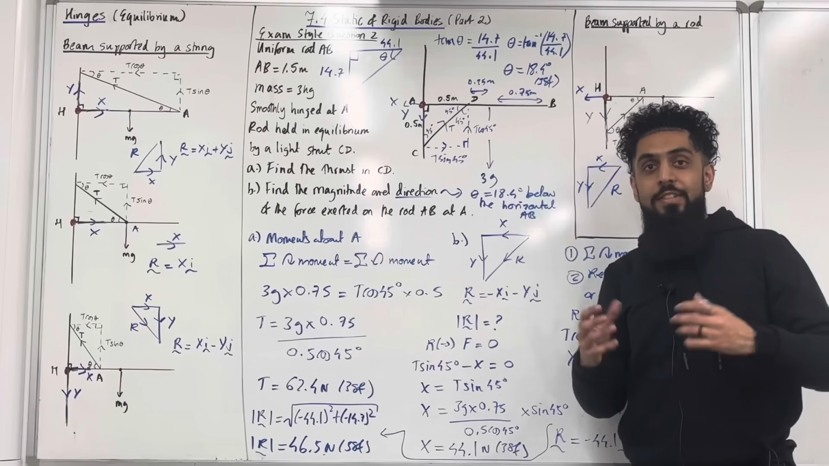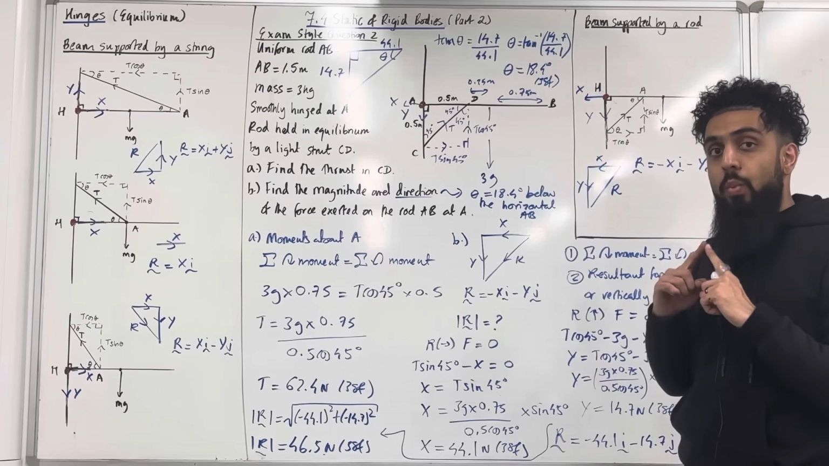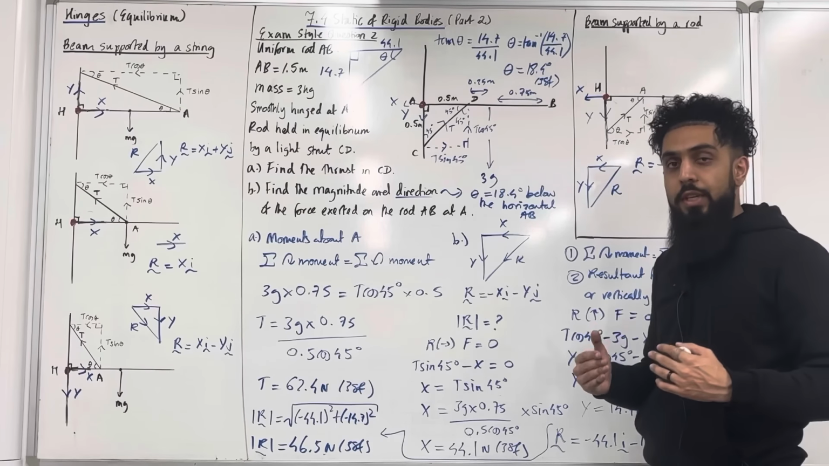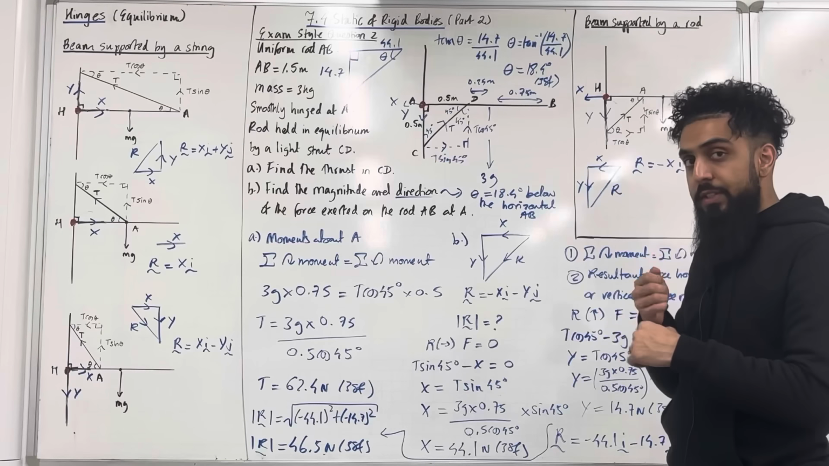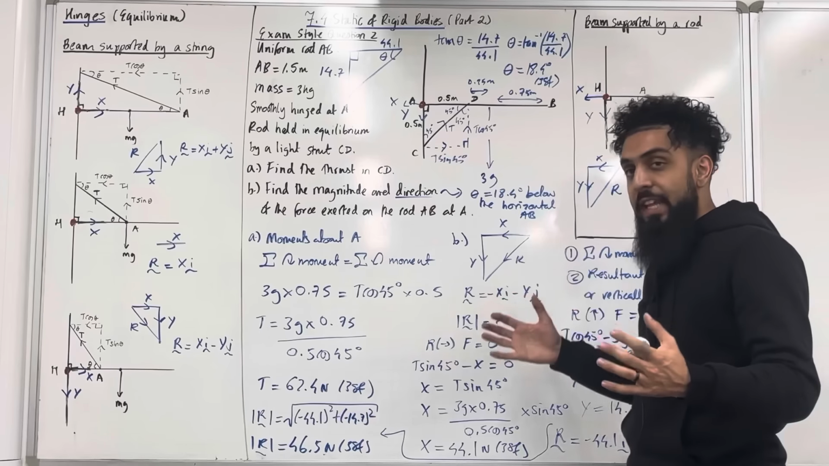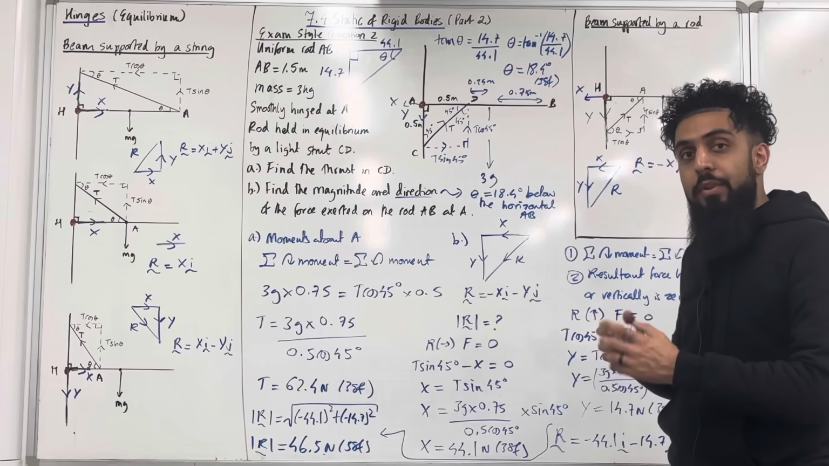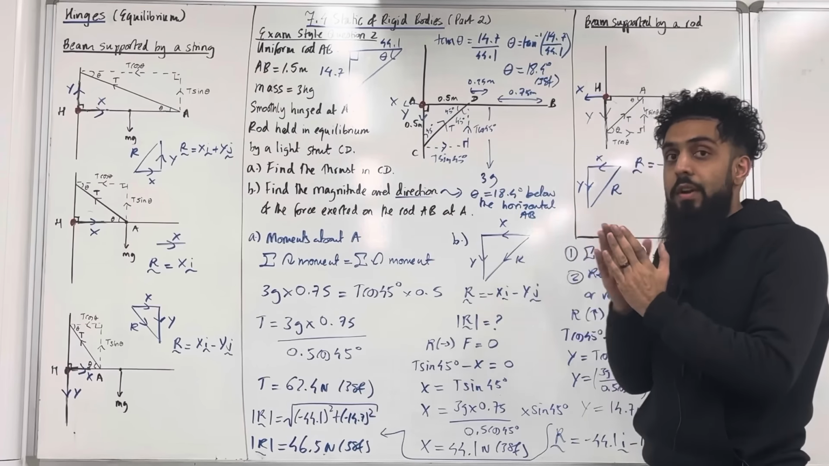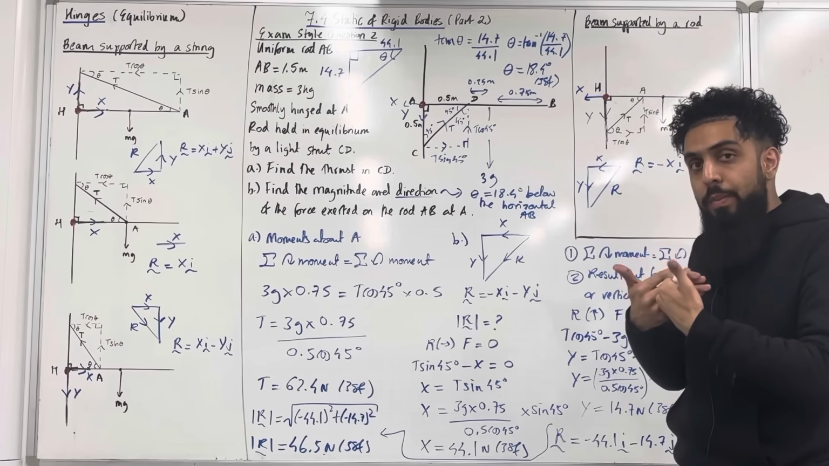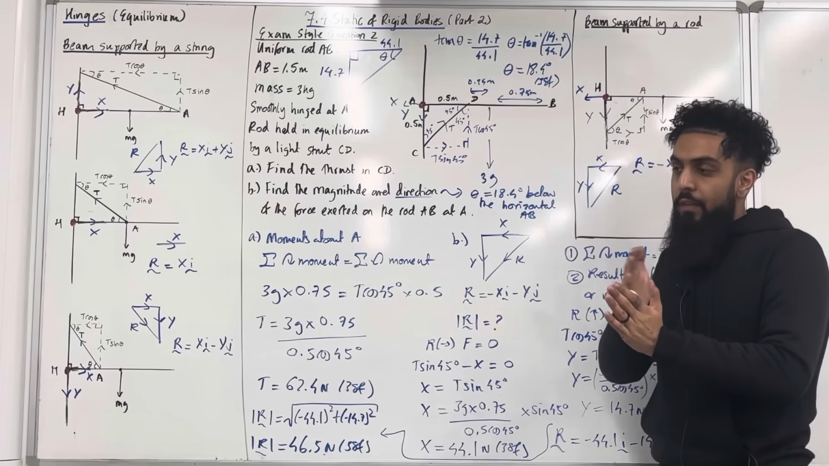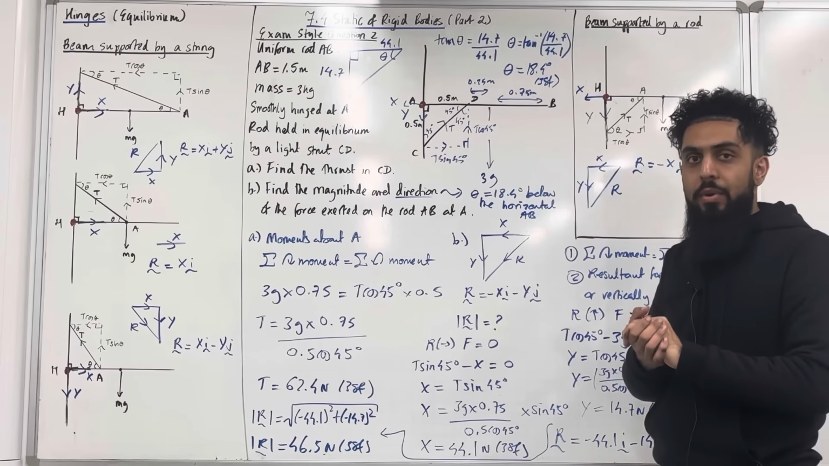So in summary, whenever you have a hinge question, if you want to determine the correct direction of the horizontal and vertical components of the reaction force released by the hinge on the body, what you need to do is take moments about the point where the string is attached or where the rod is attached. That will help you determine the correct directions for your horizontal and vertical components.